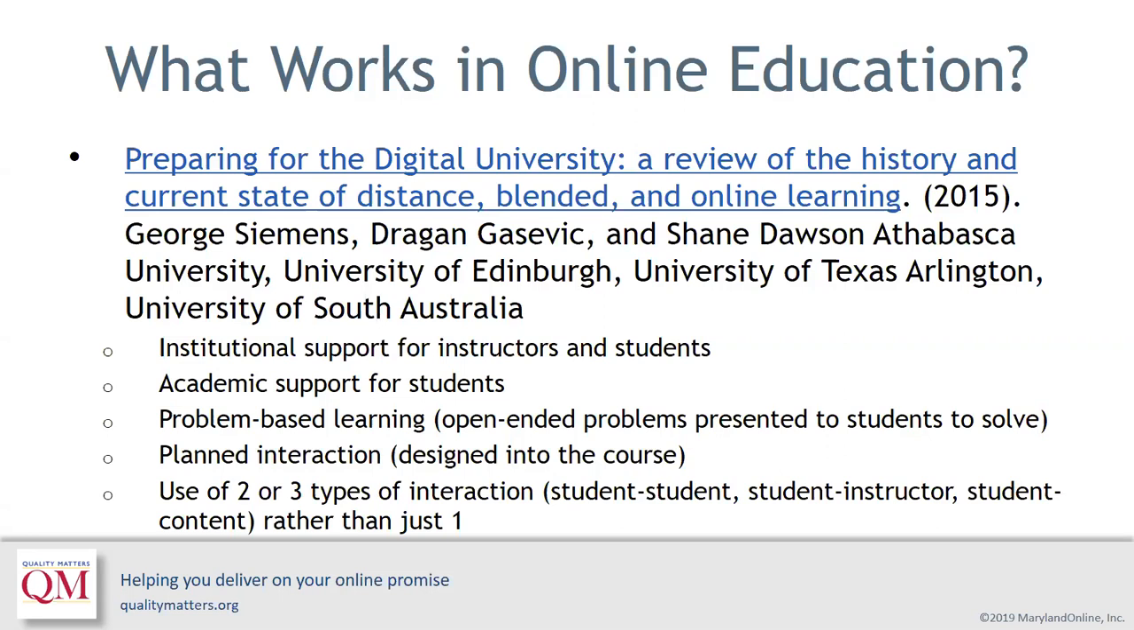These points in the bullet points on the slide are big takeaways from the studies that were looked at in this book. The first one is that there ought to be institutional support for instructors and students. That's very helpful. There needs to be academic support for the students, so they are not just out there on their own on the other side of their laptop screen or phone screen in many cases. Problem-based learning is something that has been shown by the research to work. Basically, open-ended problems are given to students for them to solve, and it's not just factual information that's being presented to them.